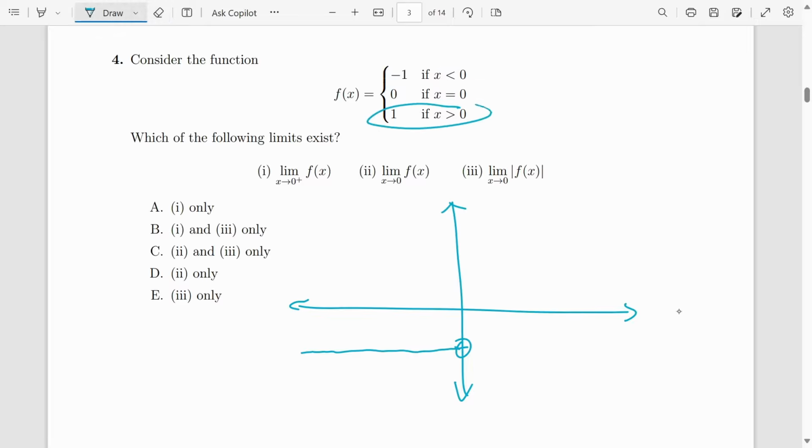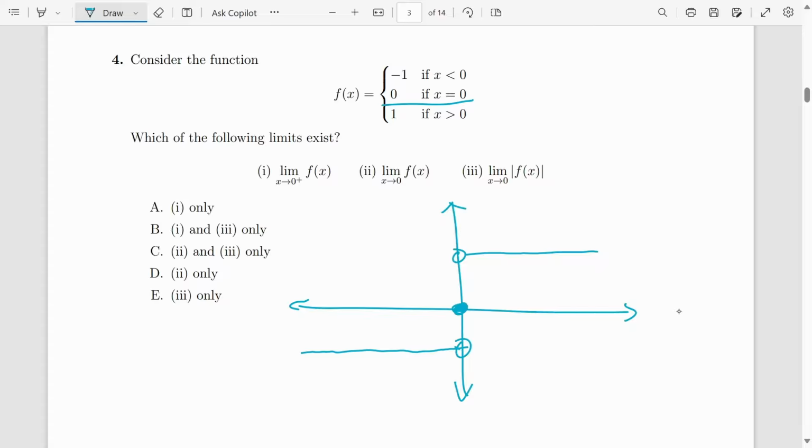Now we've got the opposite case on the right side. If x is greater than 0, the function equals +1. So up here we've got that. And then in the middle case, when x is exactly equal to 0, we've got the function equaling 0. So we're going to have a filled in point right there. So that's what this function looks like.